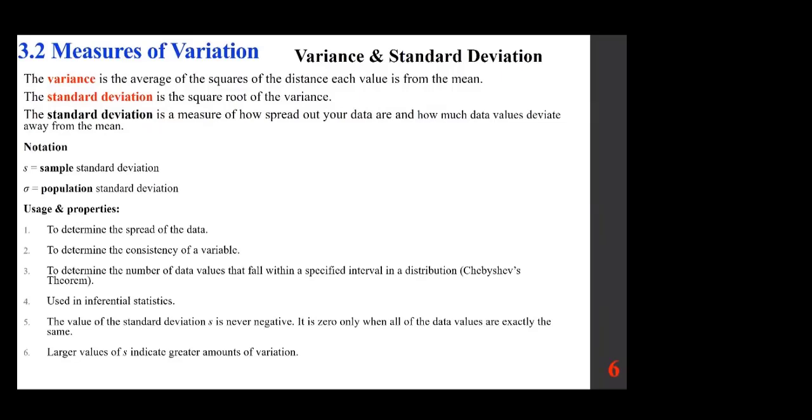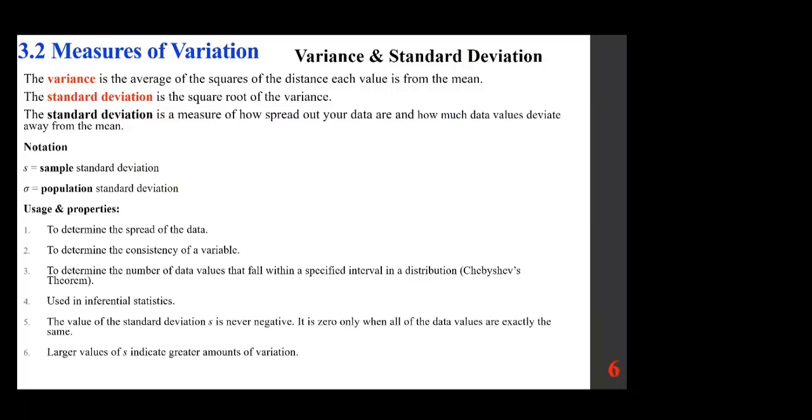To determine the spread of the data, to determine the consistency of a variable, to determine the number of data values that fall within a specified interval in a distribution, used in inferential statistics. The value of the standard deviation S is never negative. It is 0 only when all of the data values are exactly the same. Larger values of S indicate greater amounts of variation. This is important to understand.